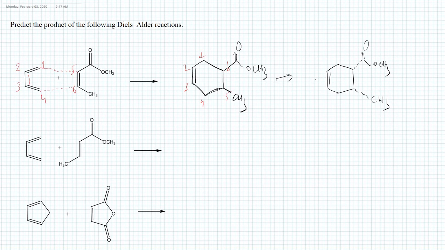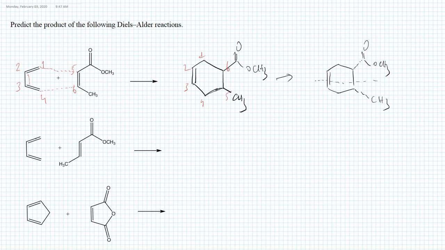Since this molecule has an internal symmetry plane, so it's a meso compound, it doesn't matter whether you draw dash dash or wedge wedge, it's going to be the same molecule. So we don't have to write the second molecule. Okay, let's move to the second reaction.